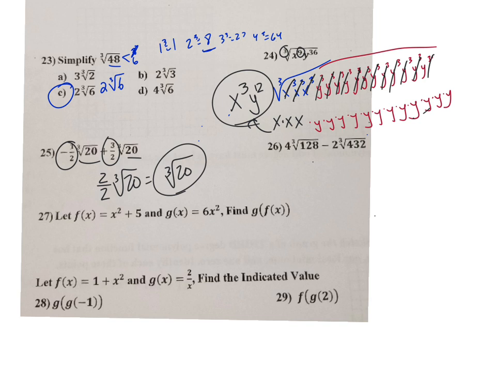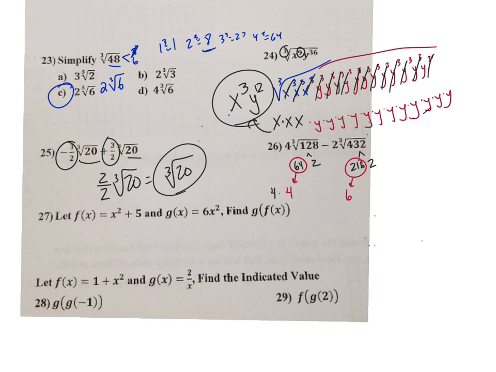26. These are not perfect. 64 goes into this 2 times. 216 goes into it 2 times. So 216 is 6 cubed. 64 is 4 cubed. So this 64 turns into 4 outside the radical. This 216 turns into 6 outside the radical.